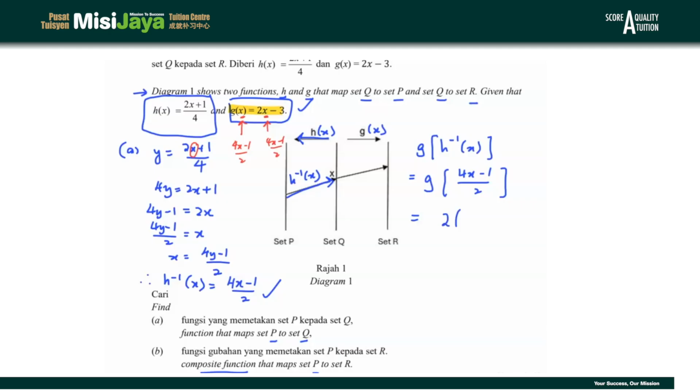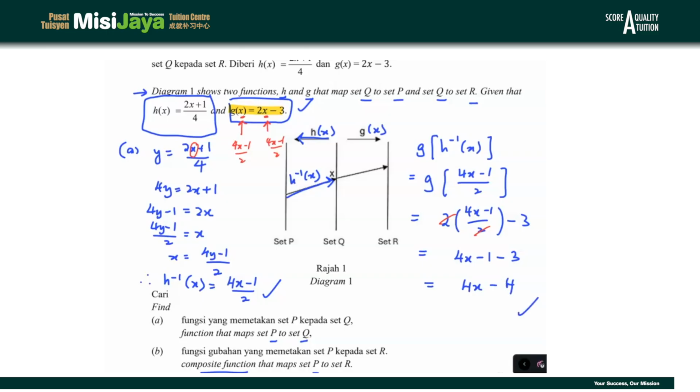So it will be 2 times (4x minus 1) over 2, minus 3. So let's see whether we can cancel or not. We can cancel the 2 and the 2 here. Okay, so let's solve this. 4x minus 1 minus 3. So our answer will be 4x minus 4. Then we get our answer.